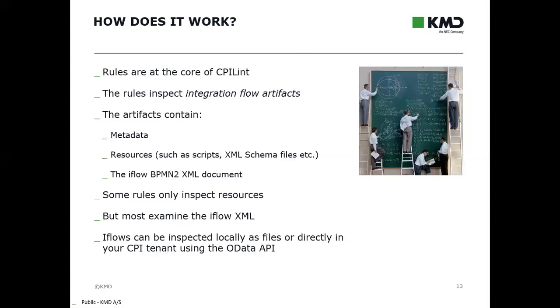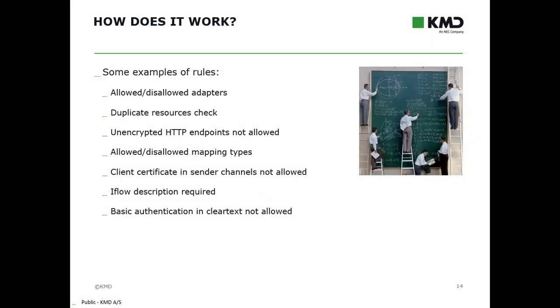And some of the rules only inspect the resources, like for instance, the one about XSLT versions, but most of them examine that BPMN2 XML of the iFlow itself. And as I mentioned, you can run it locally. You can download your iFlows to your machine, or you can point the tool to your tenant, and it will use the OData API to fetch your iFlows and then run the checks against the rules you've chosen.